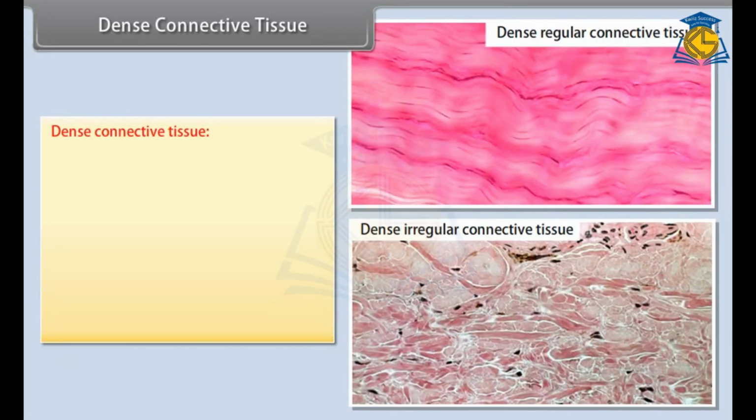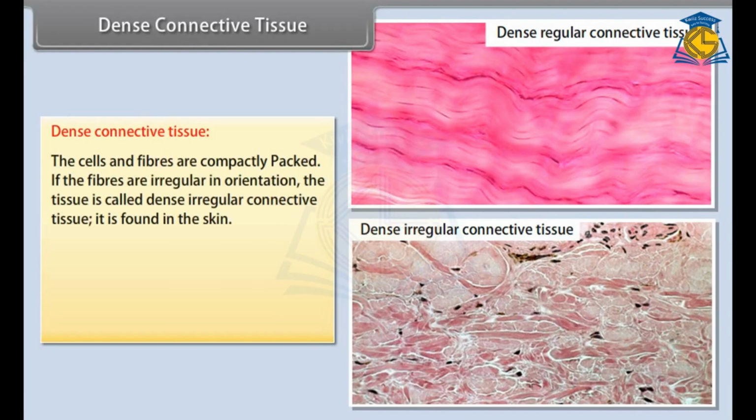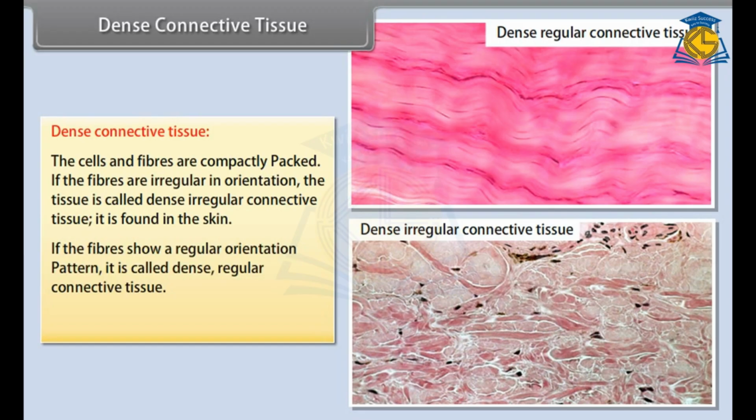Dense connective tissue. The cells and fibers are compactly packed. If the fibers are irregular in orientation, the tissue is called dense irregular connective tissue. It is found in the skin. If the fibers show a regular orientation pattern, it is called dense regular connective tissue. Example, tendon and ligament. Specialized connective tissue.